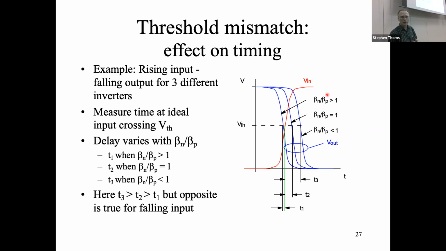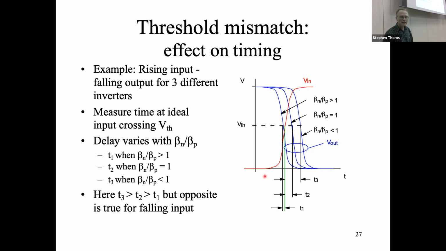So you can see beta N over beta P greater than 1 for the top one, that's one ratio. The gains are matched here, and here the gain for the N type is actually smaller. So you look at those three gains, and what happens? Well, essentially, the timing is different for each one of them.